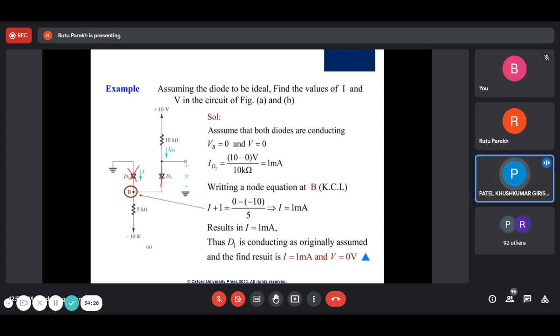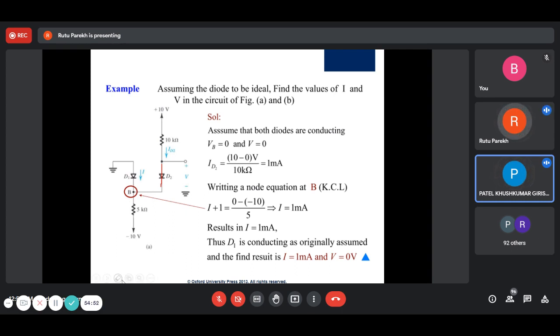In this example, if D1 is short circuited, what do you want to suppose? D1 on or off? It is written that both are conducting. Then if D1 is conducting, so then it is shorted.